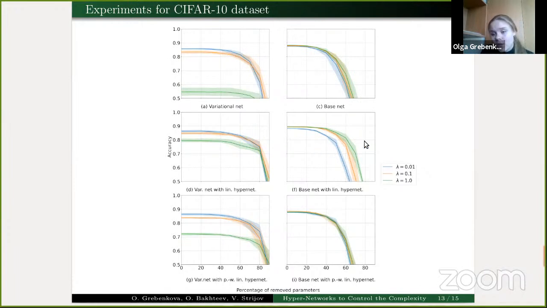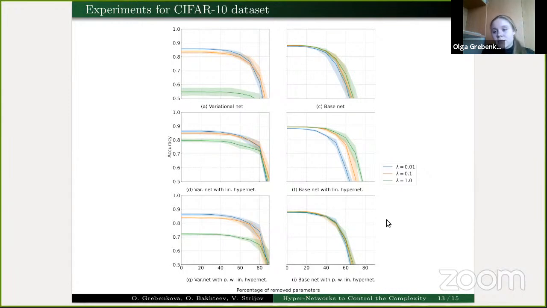In the second row, you can see models with linear hypernetwork. And as we can see, the models become more robust. In the third row, we can see the models with piecewise linear hypernetwork. And these models approximate the behavior of direct models more precisely than linear hypernetwork. And for both implementations of hypernetwork, we can see that models are more robust.